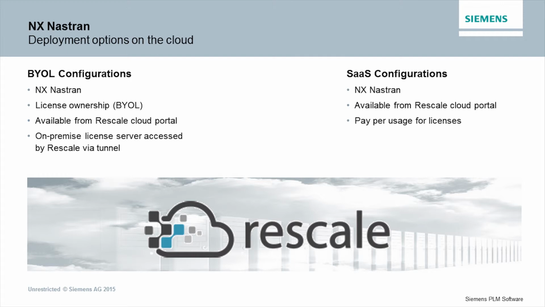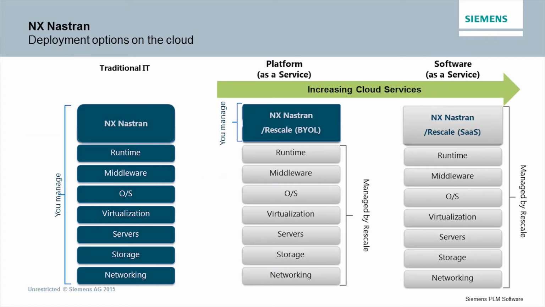Both of the options for BYOL and SaaS models refer to software usage. Hardware usage is charged on a price per core per hour basis. By comparing these deployment options against investing in an on-premise HPC cluster, you can easily see why using NX Nastran on the cloud can make much more sense for many companies.